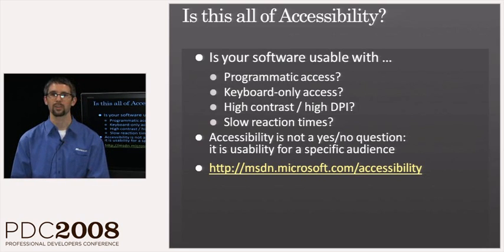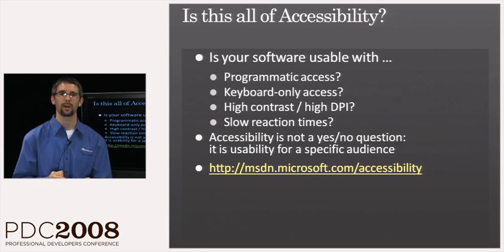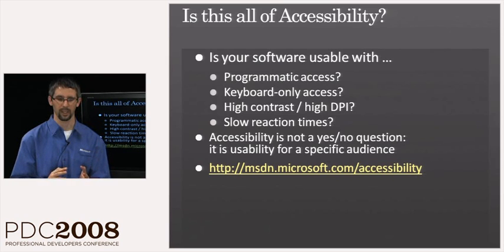You want to make sure your application runs well at high contrast and high DPI so that low vision users can use it. You want to make sure that it works well for users with slower reaction times. Some applications nowadays seem almost like video games. If you don't click on the notification fast enough, you'll miss it. And so you want to make sure that you stay up long enough that users can see your UI and really think about it.